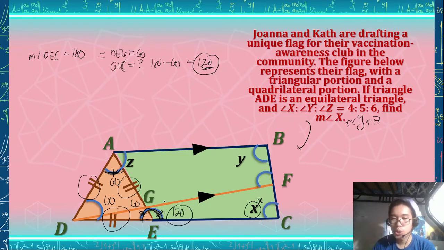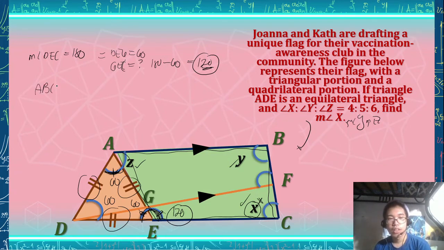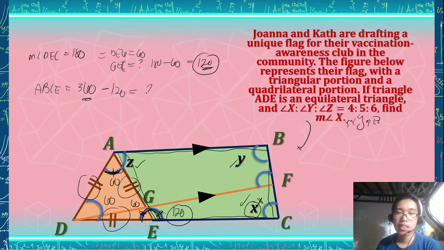We just need to find the measurement of angles X, Y, and Z. So how will we do that? Since this is a quadrilateral with a pair of parallel sides, the sum of its interior angles should be 360. We know that the sum of the interior angles of any quadrilateral is equal to 360, so we can say that the sum of the angles of trapezoid ABCE is equal to 360. Since we know the value of one of its interior angles is equal to 120, we can subtract that from 360, and that's going to give us 240.